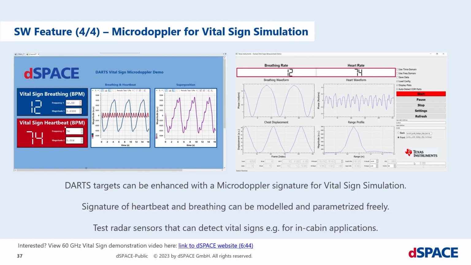target. On the right is a human vital sign measurement demo from Texas Instruments that is extracting exactly the data we have added. This feature can be used to test radar sensors that detect vital signs, for example, for in-cabin applications.